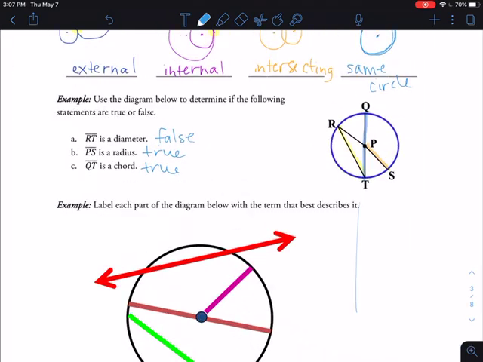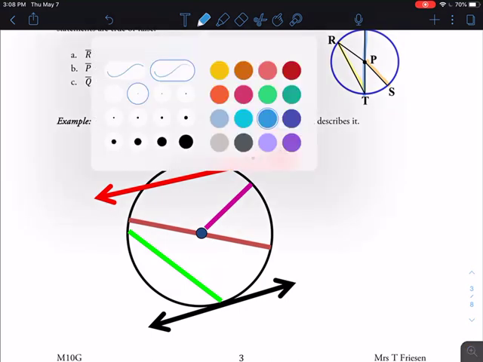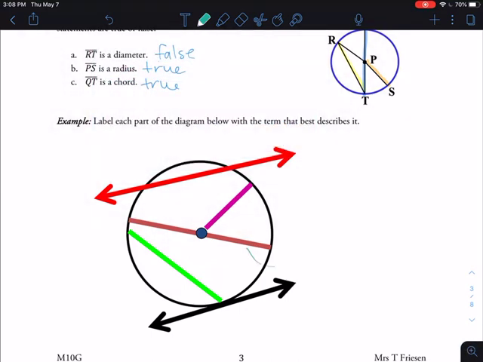Okay, the last thing here is that I think somebody else made a diagram, another teacher anyways. I got this image from that teacher. The diagram says to label each part of the diagram with the term that best describes it. Okay, so I am going to start here with this brown one. We can see that that's a chord that goes from one end to the other, and it happens to also run through the middle, so it is specifically the diameter.